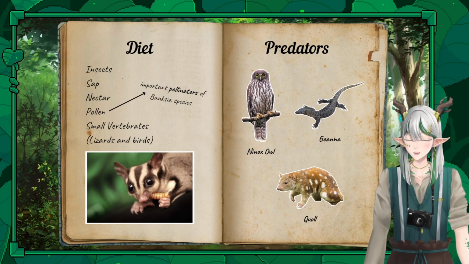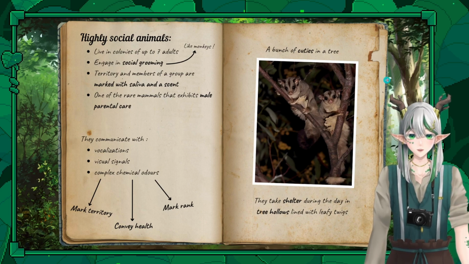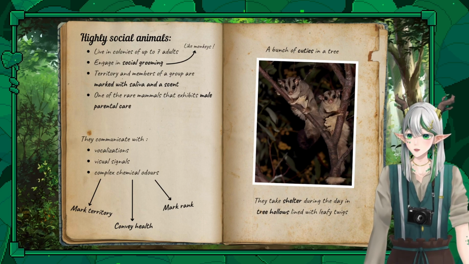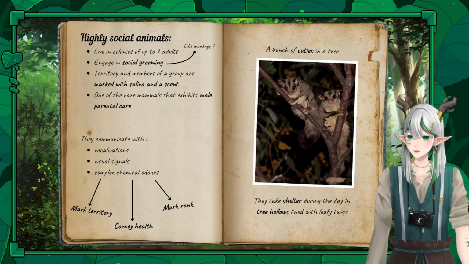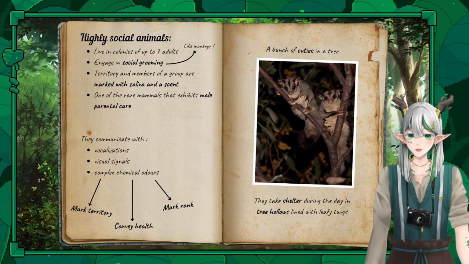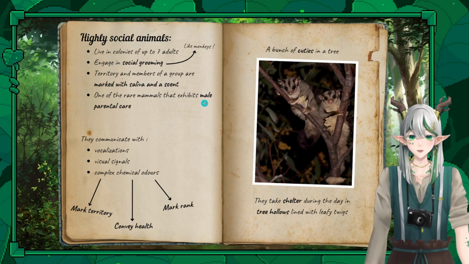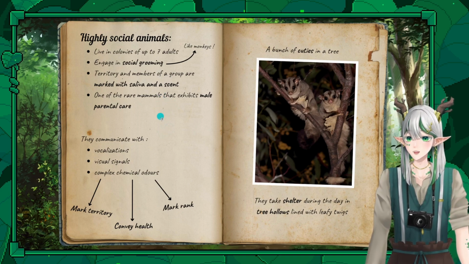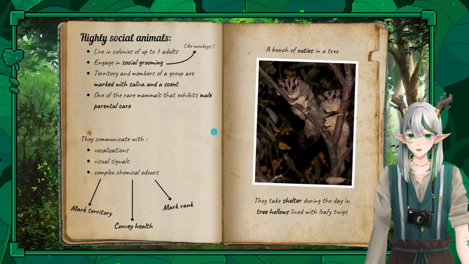I'm good. So let's go next with the fact that they are highly social animals. Sugar gliders live in colonies of up to 7 adults, and there's usually 2 dominant males at the same time, which is a bit special. Usually there's only one. They also engage in social grooming, so they groom the fur of each other, a bit like monkeys usually do, and they can mark their territory and members of the group with saliva and a certain scent that they create from the glands that we saw just before. That's the main purpose of those glands, to mark their territory.